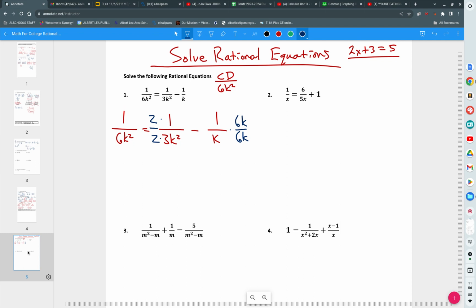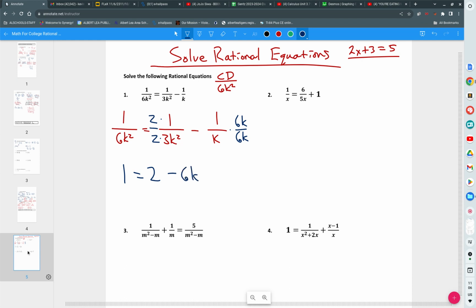We're going to pause and look. Notice that this is a 6k squared. Notice that 2 times 3k squared is 6k squared. And k times 6k is 6k squared. Everybody agree we have 6k squared? At this point, you may now completely ignore the entire denominators and simply look at the numerators. So we have 1 equals 2 times 1 is 2, minus 1 times 6k is 6k.